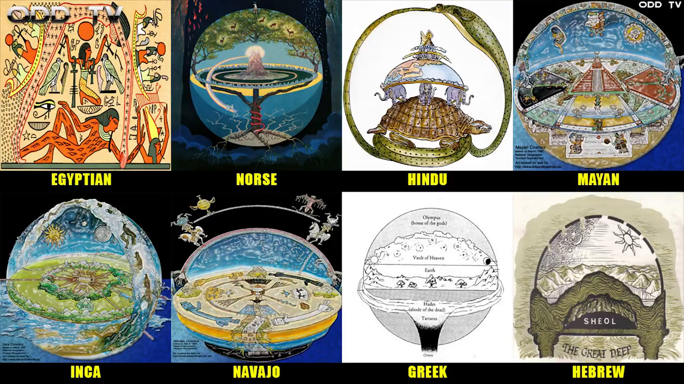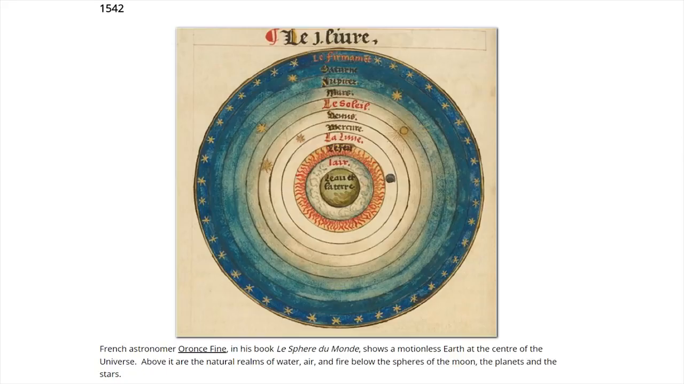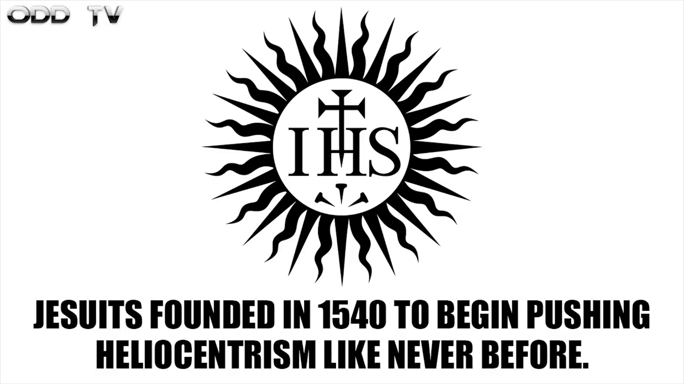So, we have all those, and here we have a 1542 depiction with Earth in the centre, followed by the 7 planets of the universe, aka the wandering stars, and finally, the firmament. This is also called the crystalline heavens, the place of the fixed stars. This is around the time the Society of Jesus, or the Jesuits, were founded, in 1540. They are largely responsible for the spread of heliocentrism. Notice the sun in their logo. It's because they are sun worshippers and want nothing more than for all of humanity to also worship the sun.